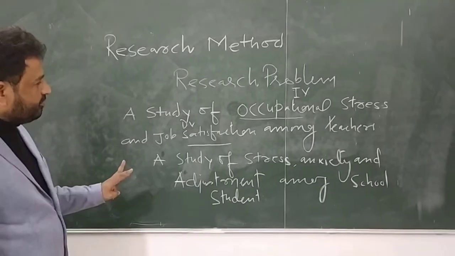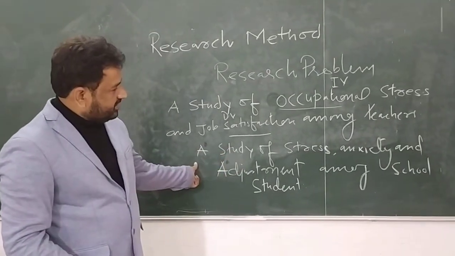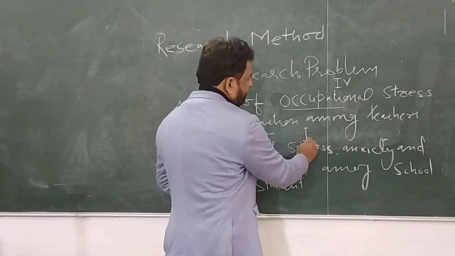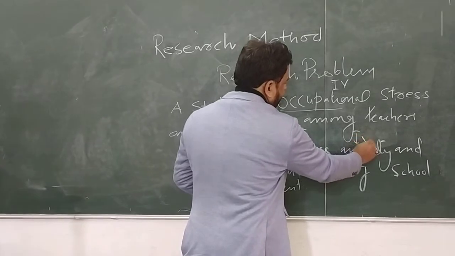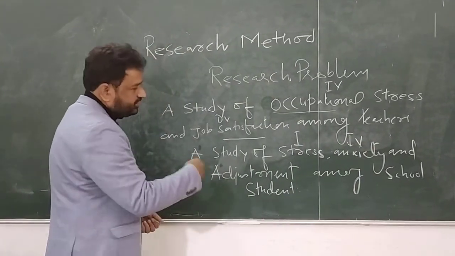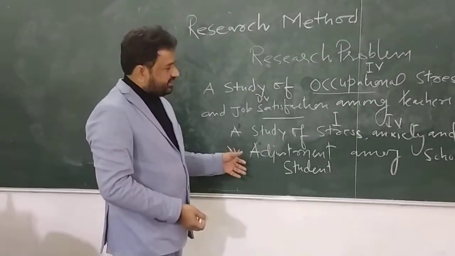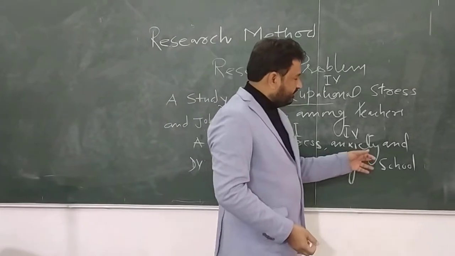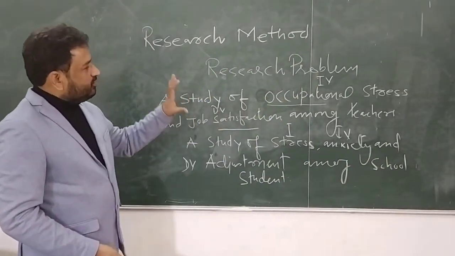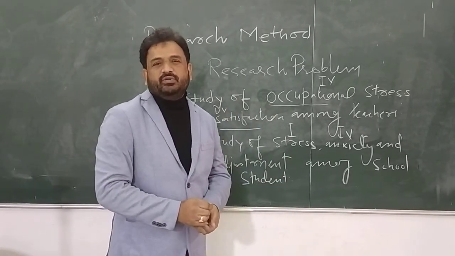I have included three important variables: stress, anxiety, and adjustment. So stress and anxiety can be independent variables, whereas adjustment can be the dependent variable, or we can change it according to the research design. The sample which I have collected is from school students, and in the earlier problem it was teachers. So whatever the research problem is, we have to be very careful regarding the problem.